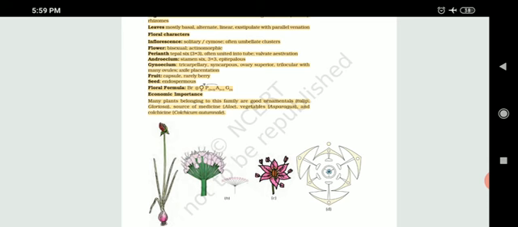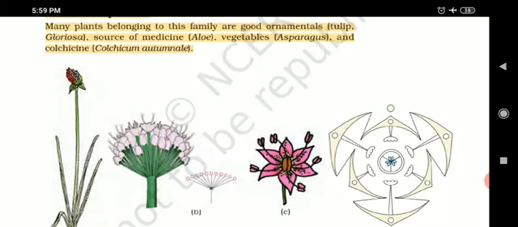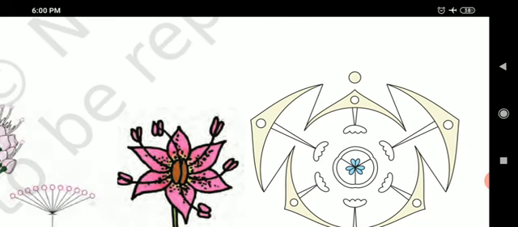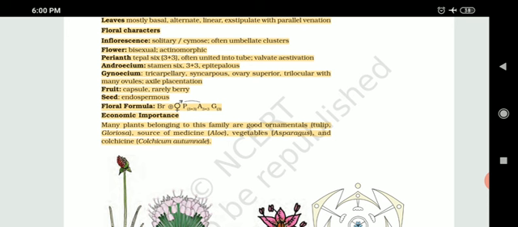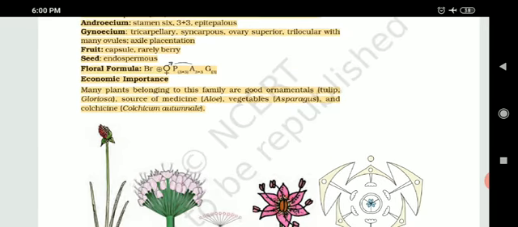Gynoecium. How many locules you can see? 3. 1, 2 and 3. There is a division. Even the ovary is syncarpous. Tricarpellary is there. Trilocular condition is there. And axile placentation is there. Fruit is again same, berry or capsule. Endospermous is there. Even you can read out the floral formula.